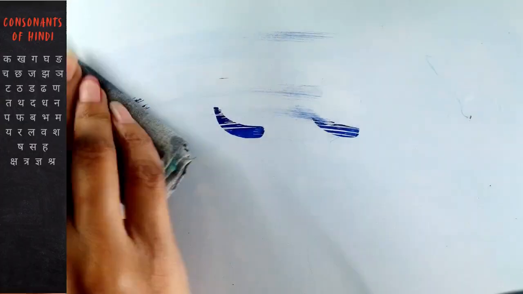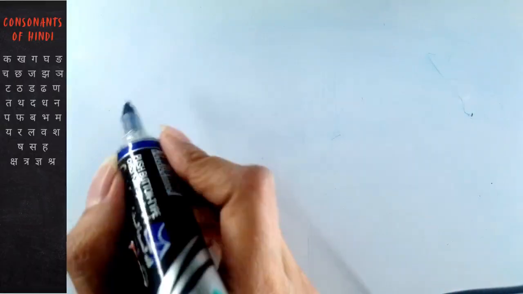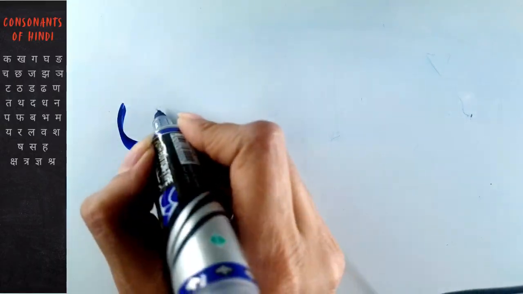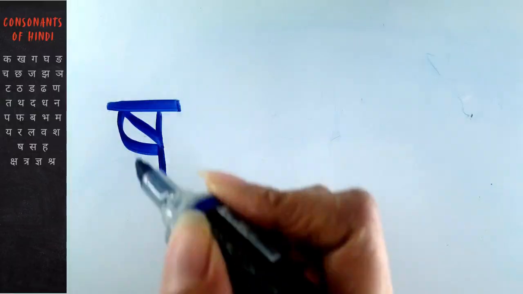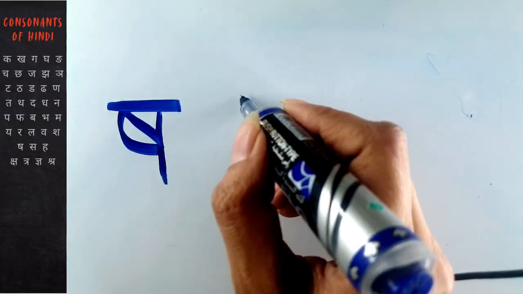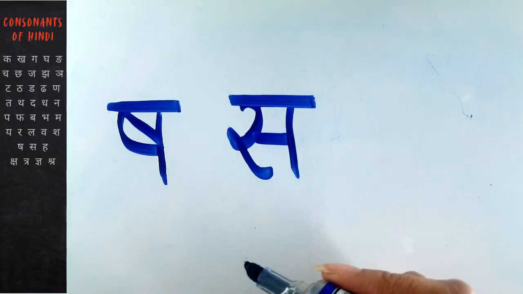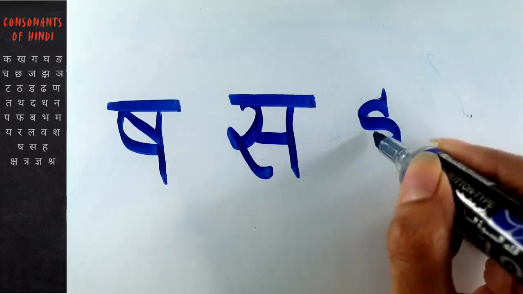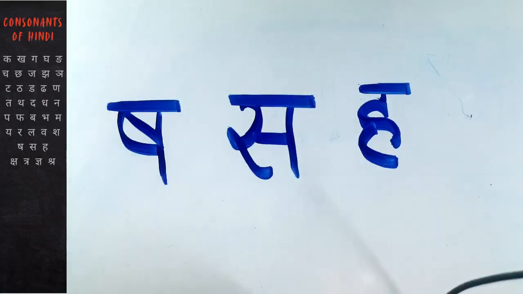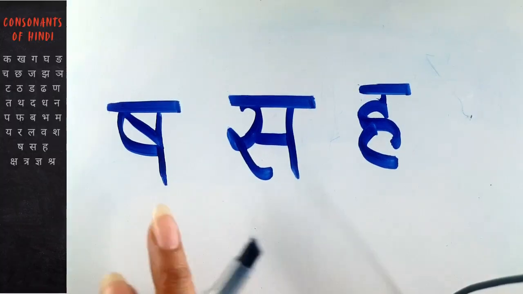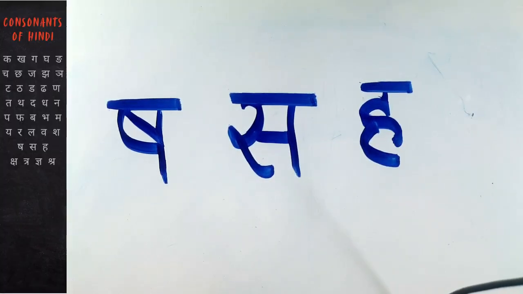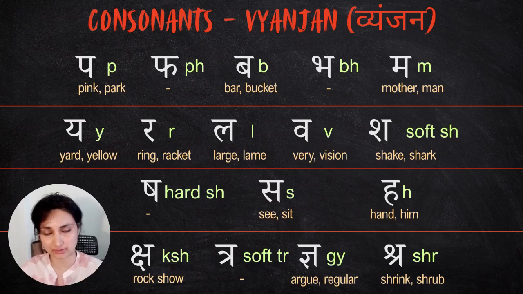Let's write the three together. Sh, sa, h. So this completes the 33 simple consonants. But there are 4 more combined consonants.